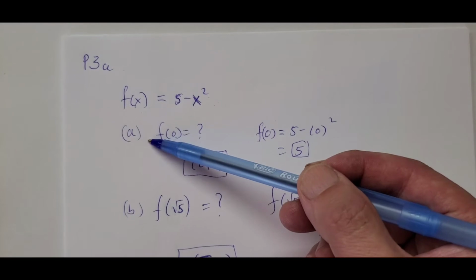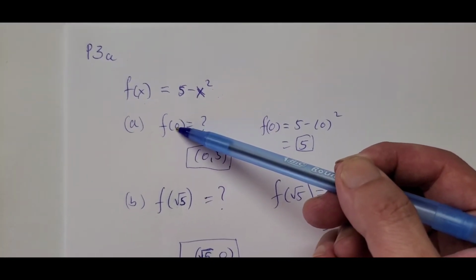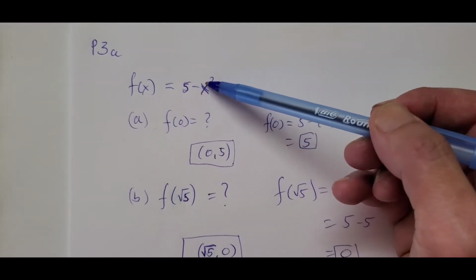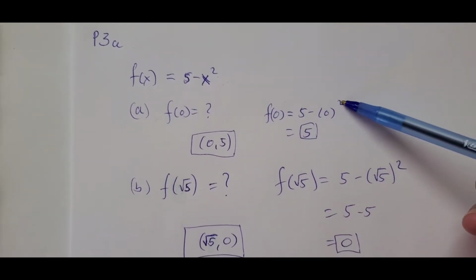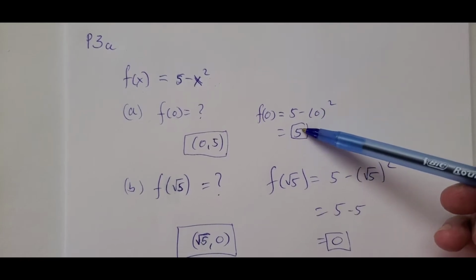So in part A, you will put 0 in. 0 will be my x. Okay, so here's x. You will put 0 in. That's what I have right here. So 0 squared will be 0. 5 subtract 0 is just 5.